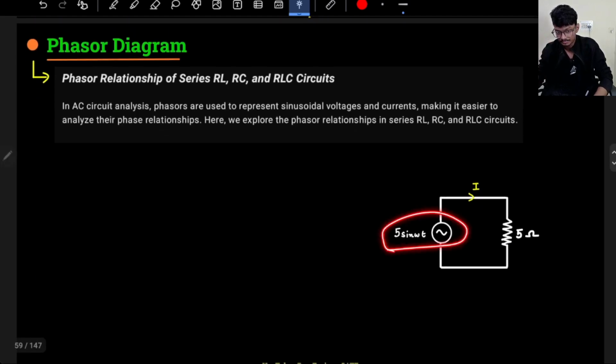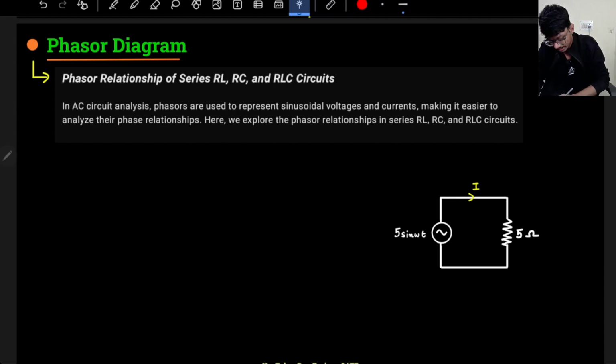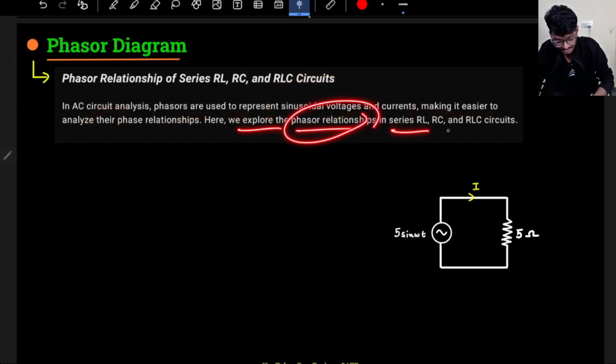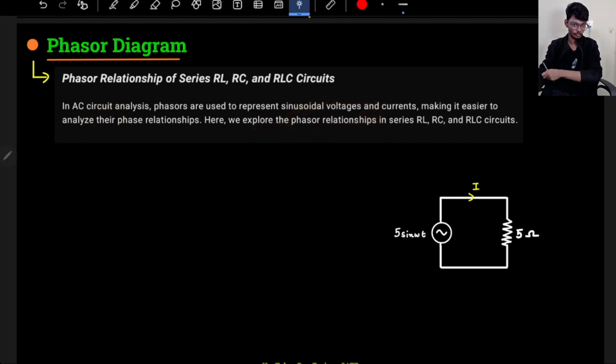If I change the source now, then things will be very different. In AC circuit analysis, phasors are used to represent sinusoidal voltages and currents, making it easier to analyze their phase relationships. Here we explore the phasor relationships in series RL, RC and RLC circuits. In today's lecture we will discuss series RC, RL and RLC circuits, but first we will discuss the individual elements R, L and C.